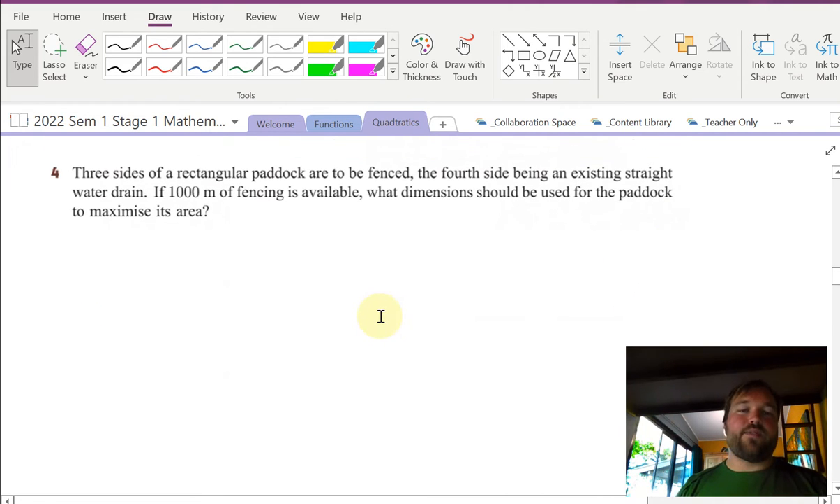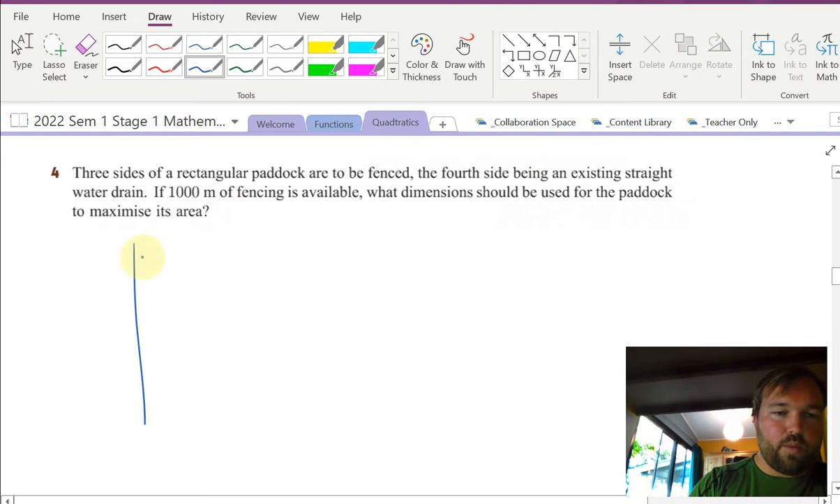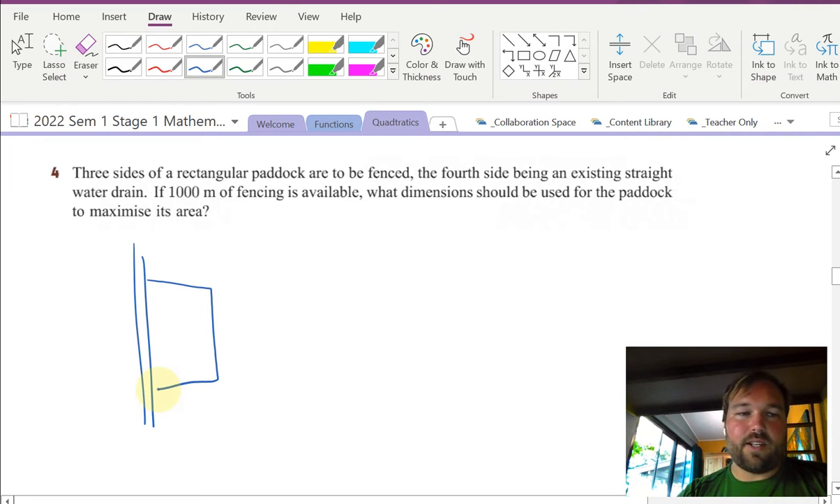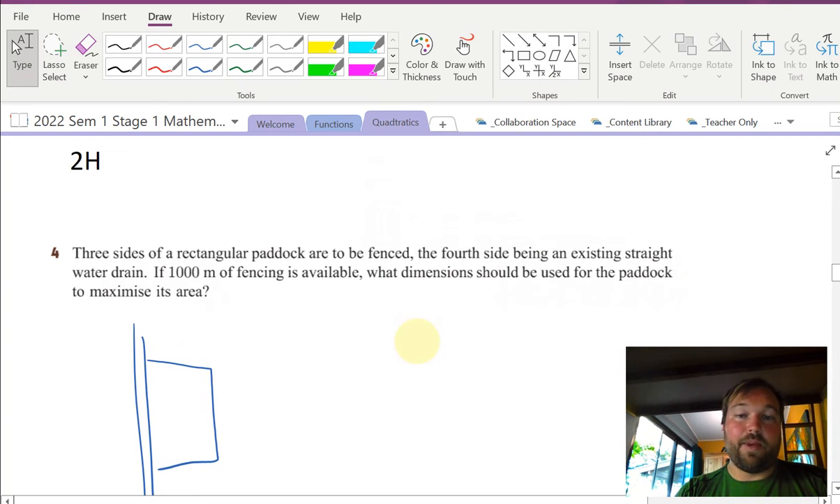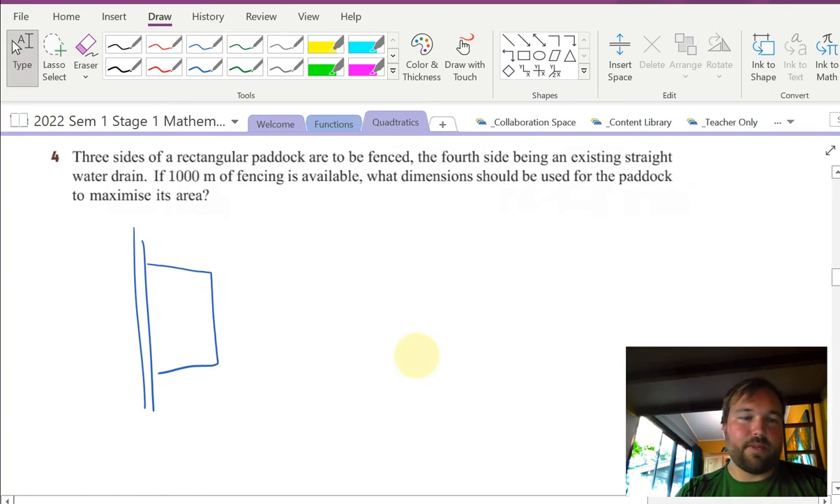Question 4. All right, 3 sides of a rectangular paddock are to be fenced, the 4th being an existing water drain. All right, water drain, paddock. 1,000 meters of fencing available. What dimensions for the paddock should be used to maximize its area?